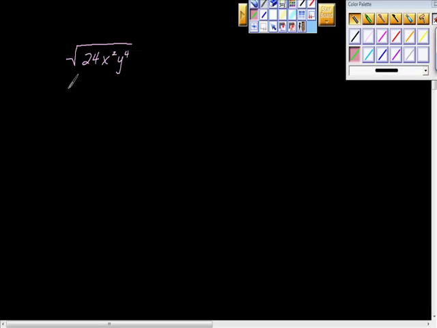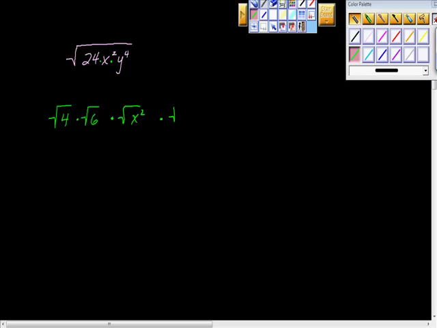So what I'm going to do is rewrite this a bunch of different ways. Look at this. I'm going to take my 24 and say, well, 24 is 4 times 6. Isn't that true? And I'm going to take my x squared, because it's this times this, and I'm going to say this is the square root of x squared.